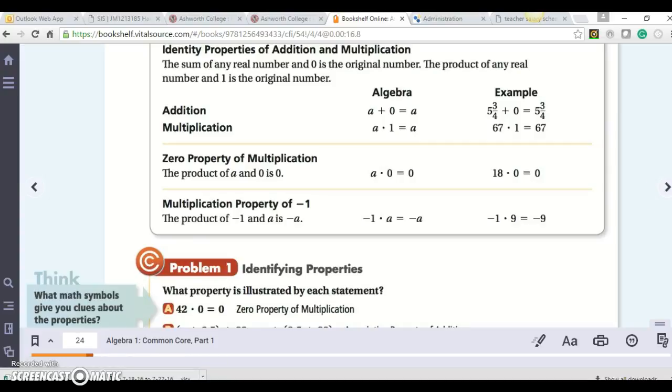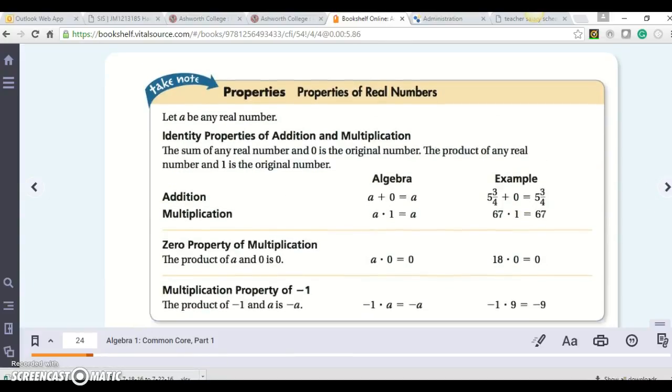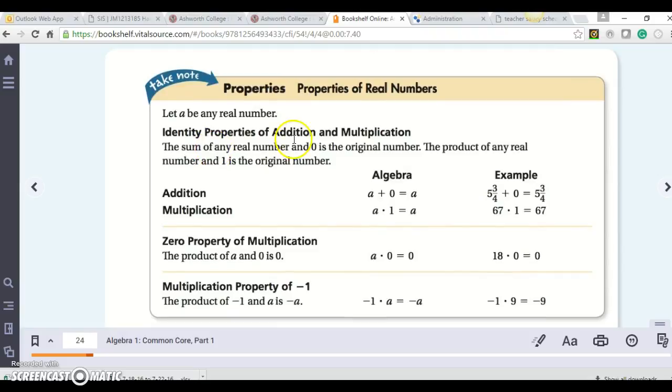All right. Now let's take a look at identity properties of addition and multiplication. When I'm talking about identity, that means I'm getting the exact same thing back out. It's like a mirror image. So when I have addition, my identity is 0. A plus 0 gives me A again. When I have multiplication, 1 is my identity. So A times 1 gives me A.